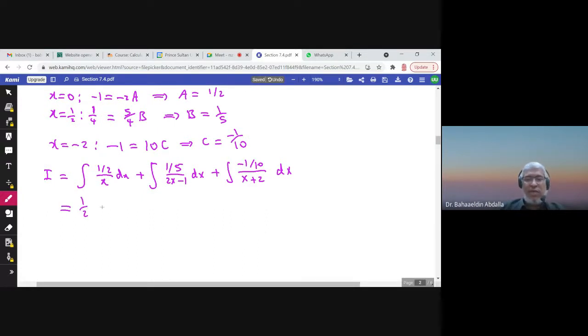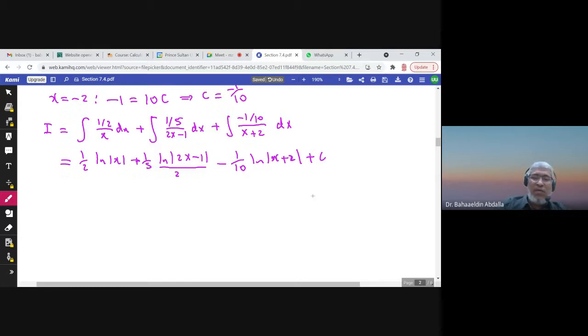Half, I take it out. Integral of 1 over x is ln absolute value of x. 1 over 5 can be taken out. Integral of 1 over 2x minus 1 is ln absolute value of 2x minus 1 over 2. Remember, we divide by the derivative of 2x minus 1. Minus 1 over 10 ln absolute value of x plus 2, plus C, and finally you can just write here 1 over 5 times 2, 1 over 10. Okay, and by this we solved this integral.